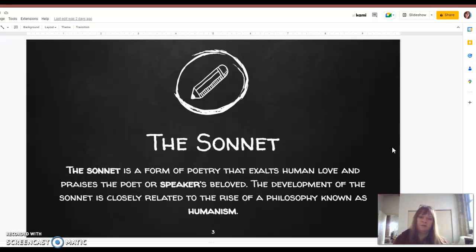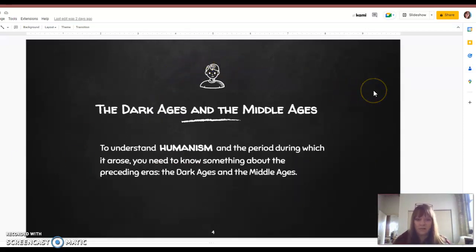The sonnet came out of the time period that we're going to discuss: the Dark Ages and the Middle Ages. To understand humanism and the period during which humanism came about, you kind of need to know something about what happened before that. What prompted this new cultural period? What brought this about? So we need to look at the Dark Ages and the Middle Ages. And we did look at some things to do with this when we studied the Canterbury Tales in our last unit, but we're just going to go over some refreshers.